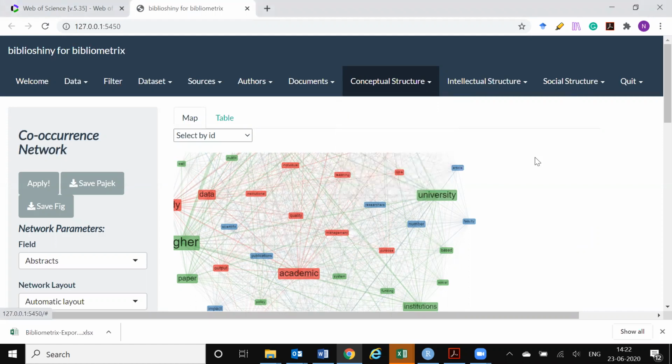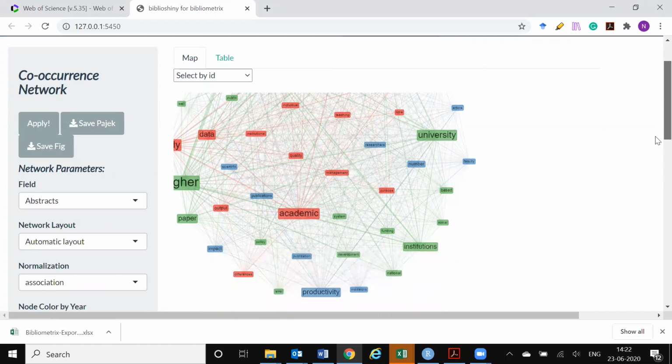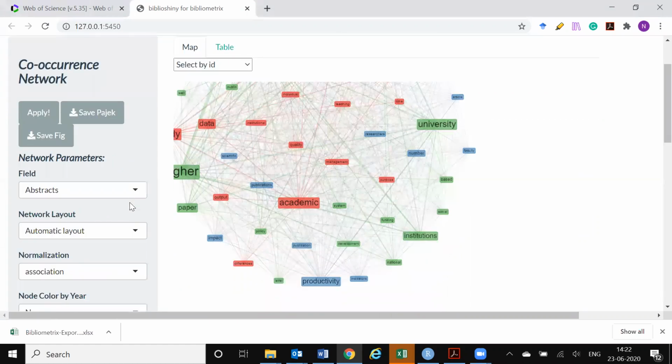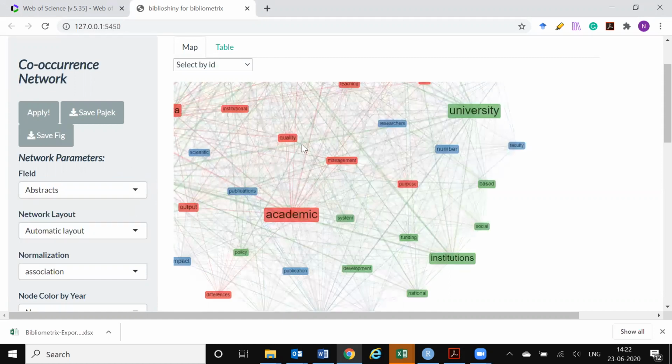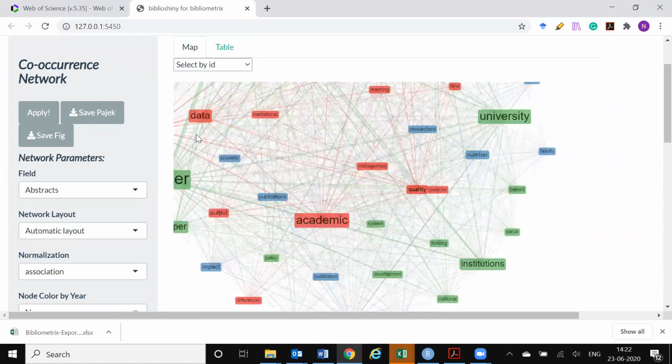co-occurrence network. These are two terms which occur together. Here, there are a number of things in which you can look at co-occurrence network. You can look at abstracts or keywords or authors' keywords or titles. In this case, I have looked at abstracts, and you can see which are the keywords that are coming together.